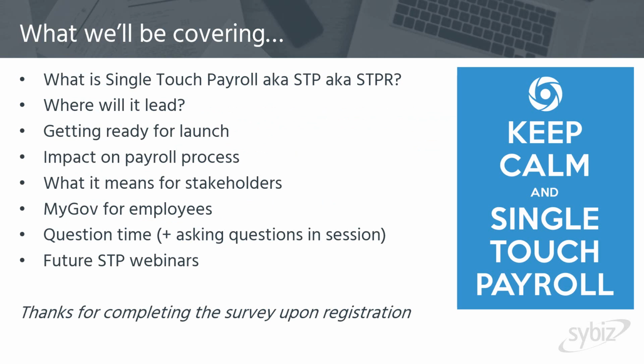So what we'll be covering is we'll define what Single Touch Payroll is all about. It's also known as STP or STPR, Single Touch Payroll Reporting. Some of the accounting firms, we've seen some of the information coming out of those, are referring to it as STPR, but as far as we're concerned, STP or Single Touch Payroll. And we'll talk a little bit about where it will and possibly may lead down the track, how to get ready for launch, the impact on your payroll process, what it means for the various stakeholders, so your employees, yourselves as employers, and also the government, and also encourage the employees to get on board with the MyGov website for their ATO interactions. And we'll cover a few questions at the end of the session as well.